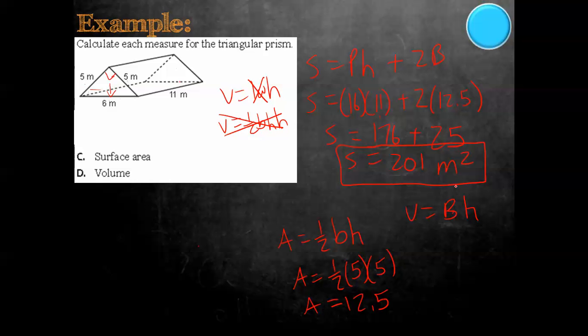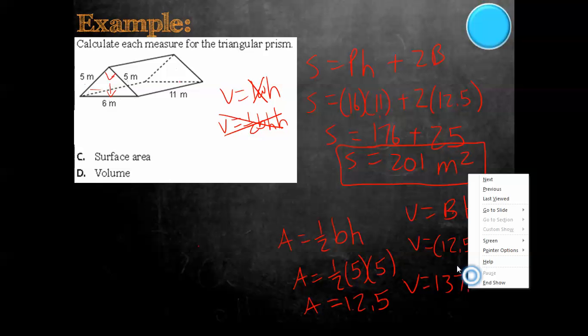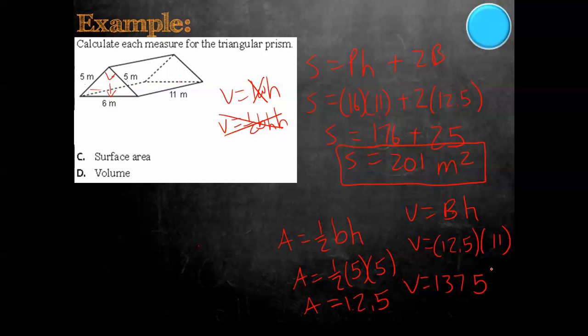Now we already found the area of the base, right? Our triangle, it was 12.5. So we're going to take 12.5 and multiply it times the height of the prism, which we know is 11. And that's going to give us 137.5 meters cubed. And that is the end of the second part of prisms.